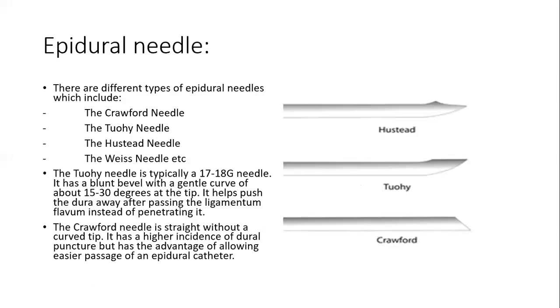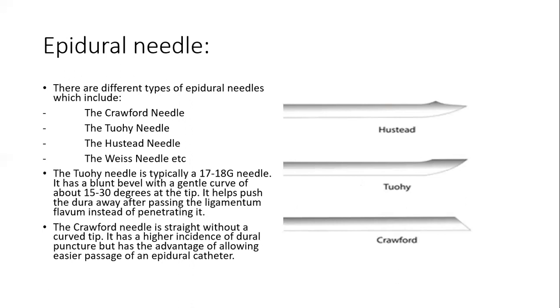Epidural needle. We do spinal anesthesia with a spinal needle, and epidural anesthesia with an epidural needle, and there are different types. We have the Crawford, the Tuohy needle, the Hustead, and the Weiss needle. All right, and you have the diagrams on this side of the screen. The common one we use is the Tuohy needle.